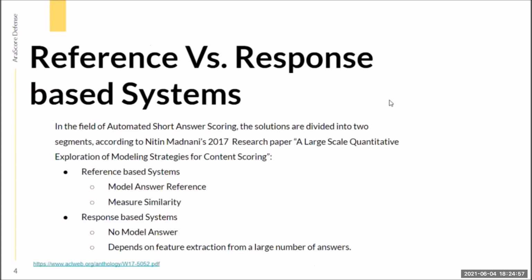Scoring systems are split into two segments: reference-based and response-based systems. Reference-based systems make use of a reference answer that is compared with each student answer, and the score is assigned according to a similarity measure. Usually it will be the cosine similarity. On the other hand, response-based systems do not use a reference or a model answer. They'll use machine learning and statistical methods to train a model on a large number of answers. This model can later be used to predict the score of future answers.